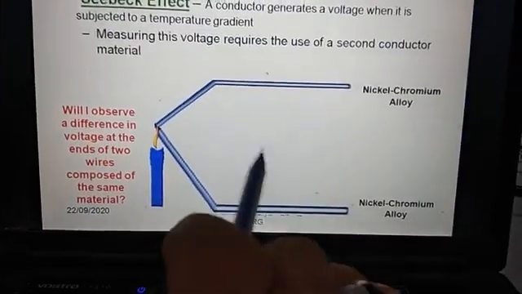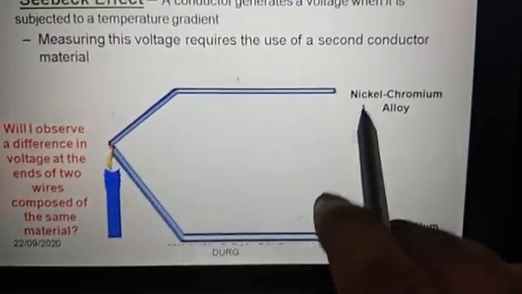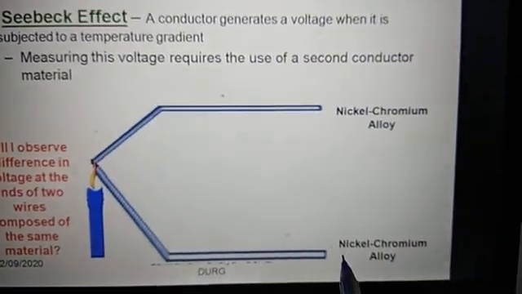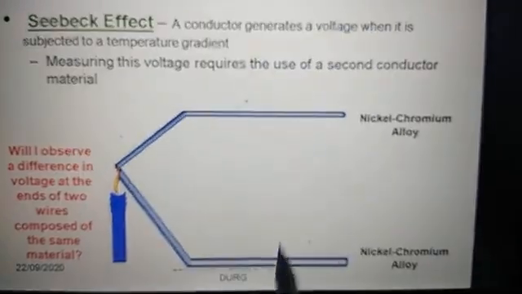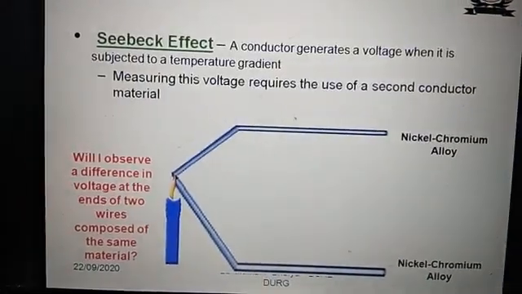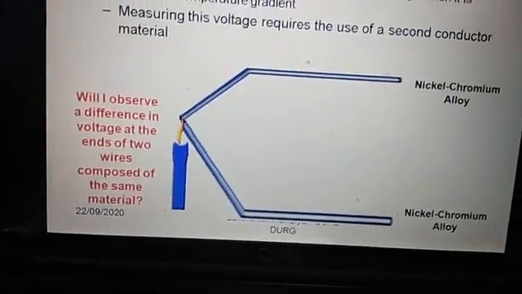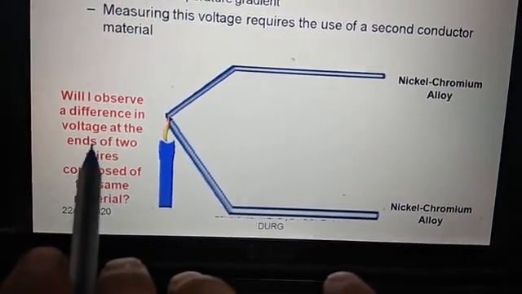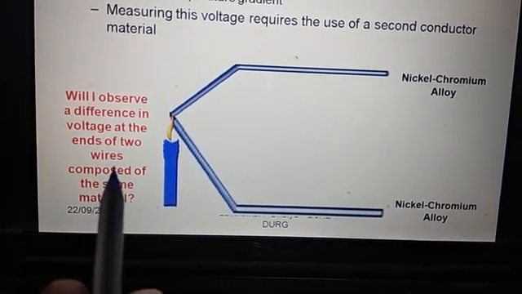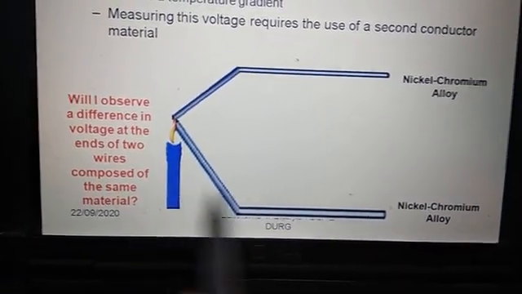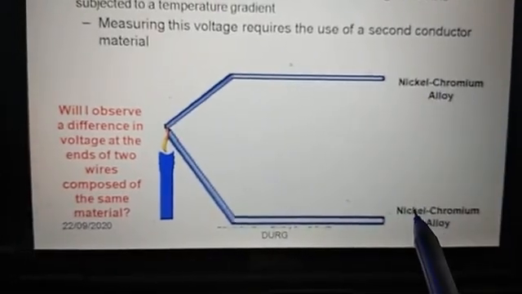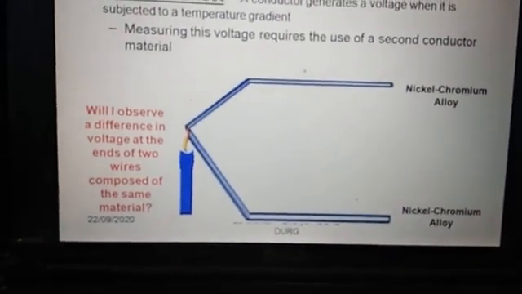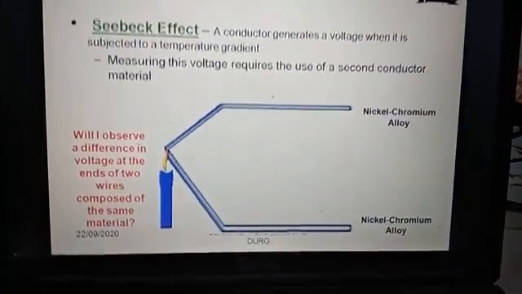To understand this Seebeck effect, again this is a thermocouple type. Here this metal is nickel chromium alloy, and this is also nickel chromium alloy, the same material. So the question is, will I observe a difference in voltage at the ends of the two wires composed of the same material? These are the same two materials, so shall I get a voltage at these two points here? The answer is no.